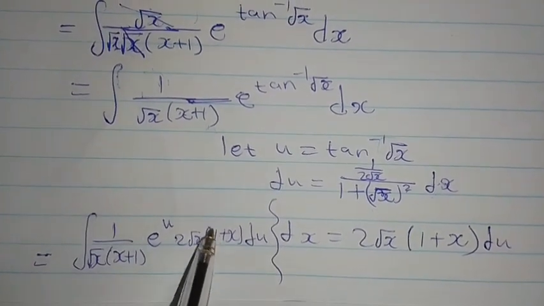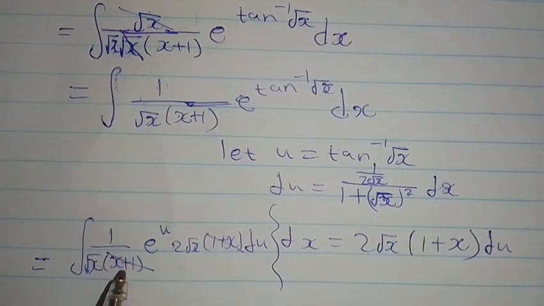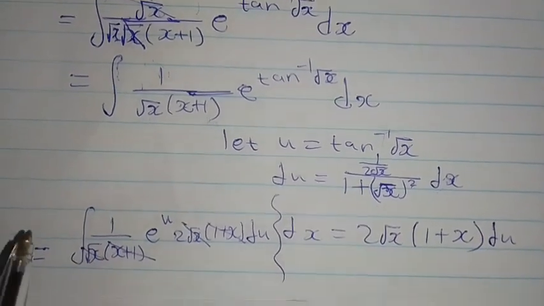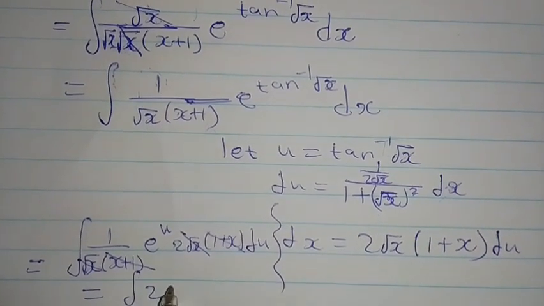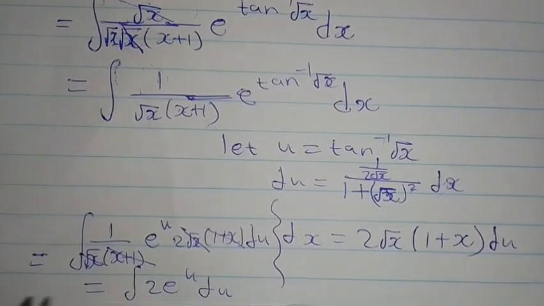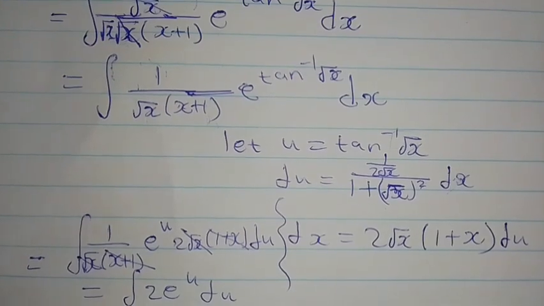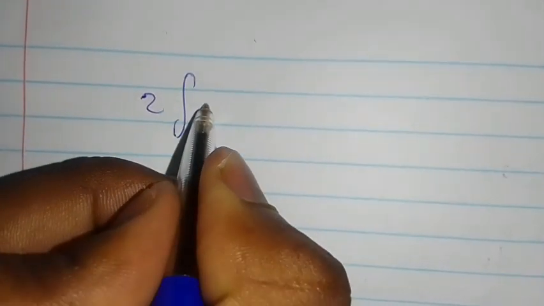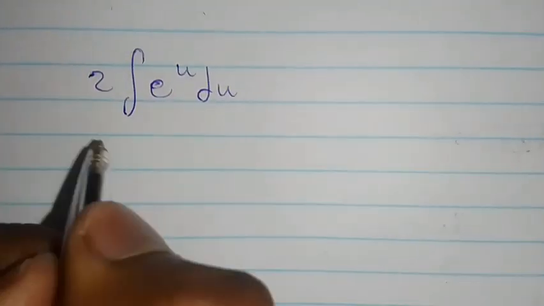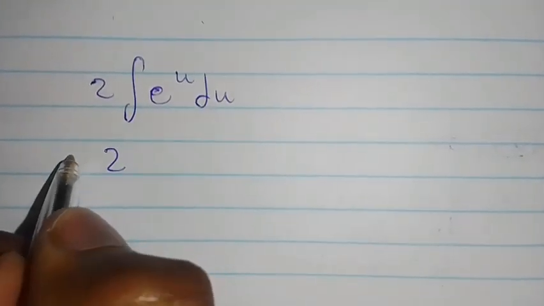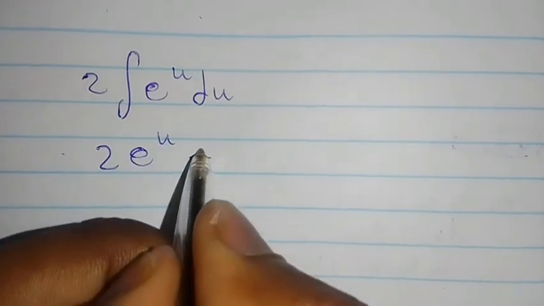Now, notice that 1 plus x is the same as x plus 1. Notice that the root x and the root x cancel, and then you'll be left with the integral of 2e to the u with respect to u. So that's what you're going to have in this case. Now apply those rules I showed you about integration. Then you're going to have the 2 outside, and you have e to the u du. Now this will be the same as 2e to the u plus a constant.